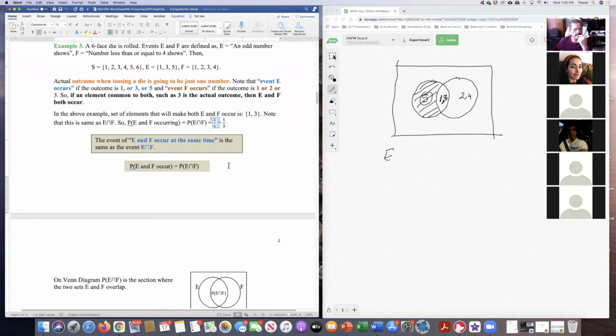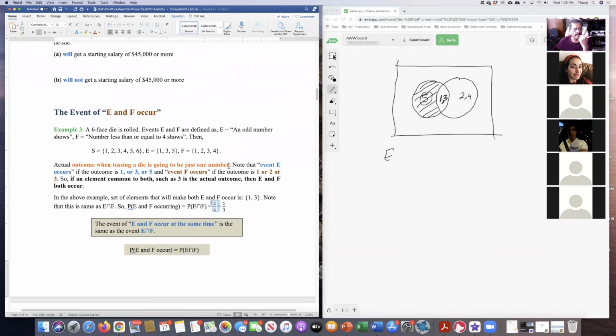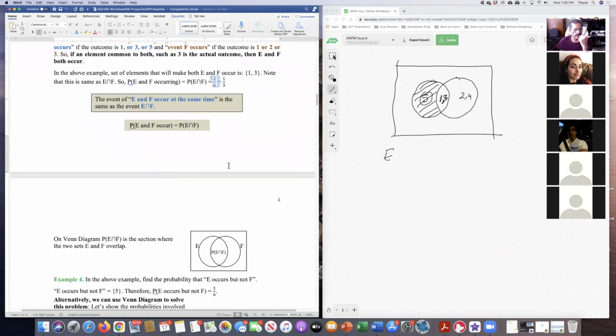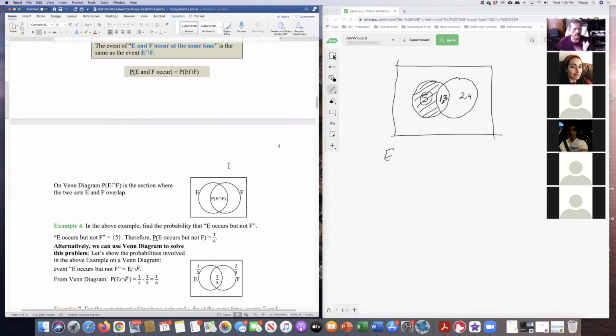Oh no, I'm looking at the example. It says 1/2 minus 1/3. Which one, previous or way below? Below, example 4. Don't worry about that yet. We are not there yet. Oh, I thought that's where we were. I'm sorry. We are not there yet.